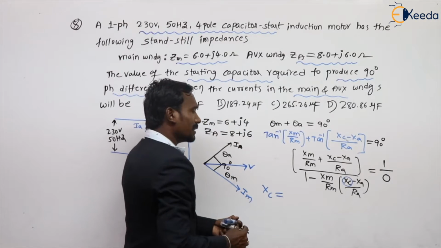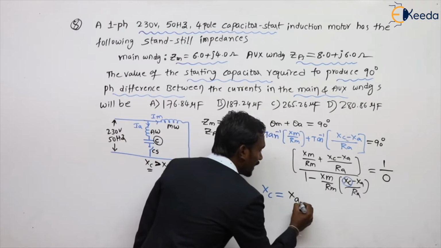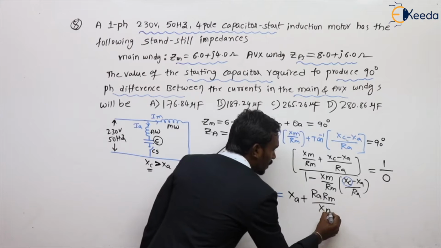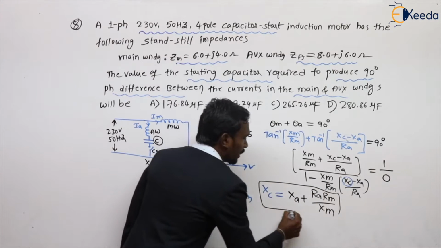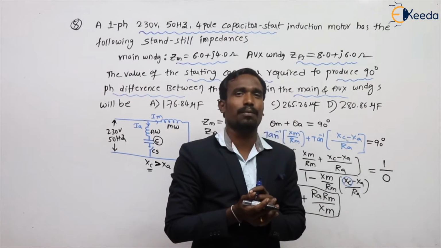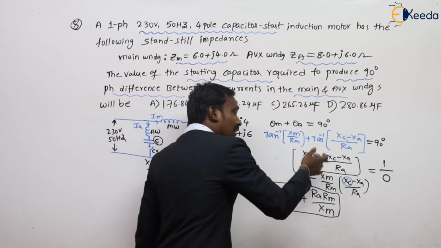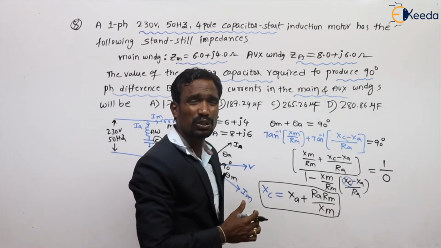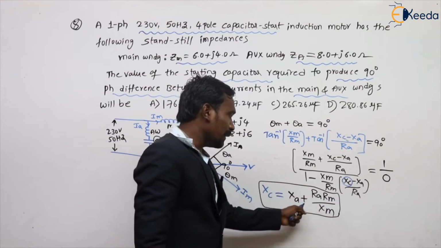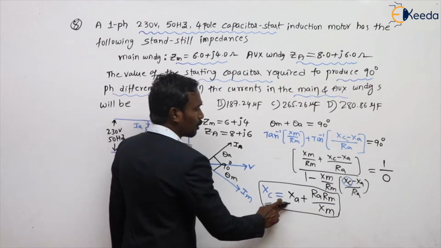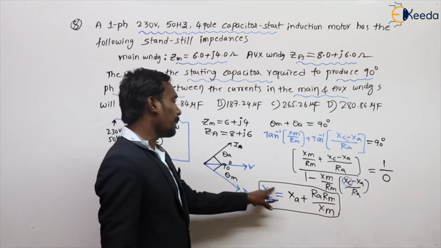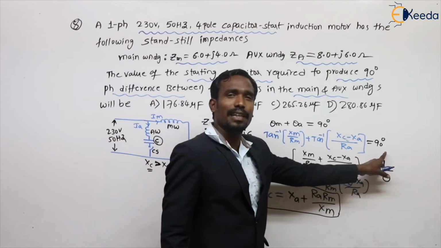we get XC equals XA plus RA times RM by XM. This is the formula you should remember, and don't do all these calculations again in your exam. You would have to substitute all the values here, which is very difficult to solve. That's why I simplified this equation. The simplified equation is XC equals XA plus RA RM by XM. This is the reactance required to get the 90 degrees.